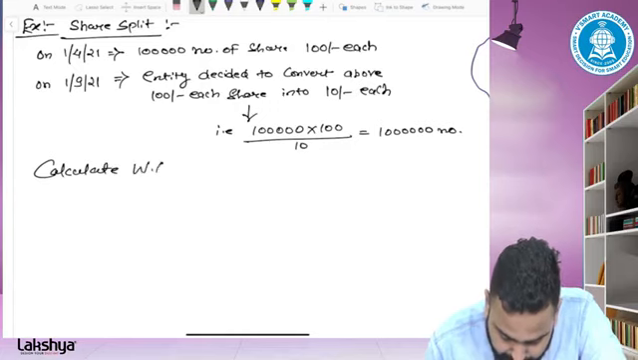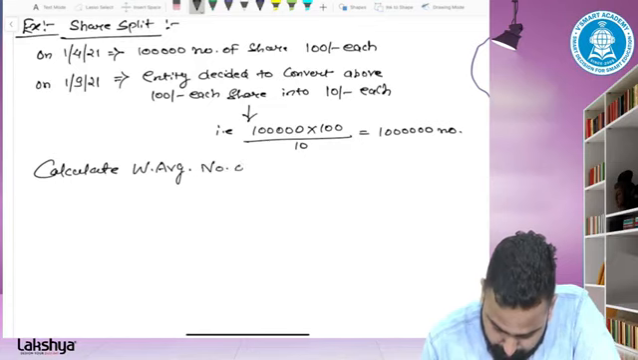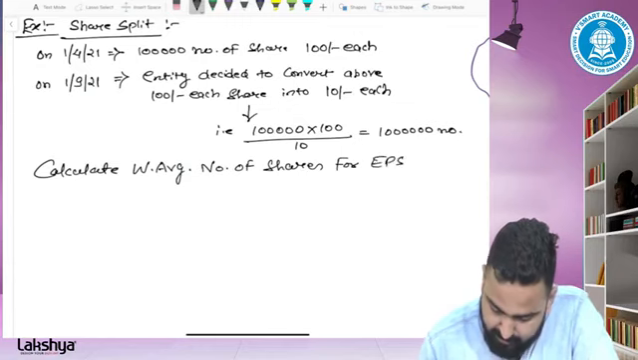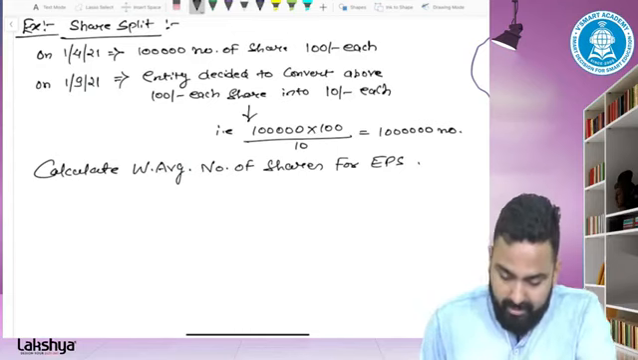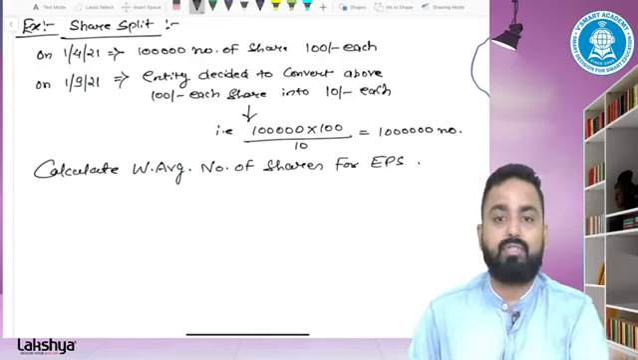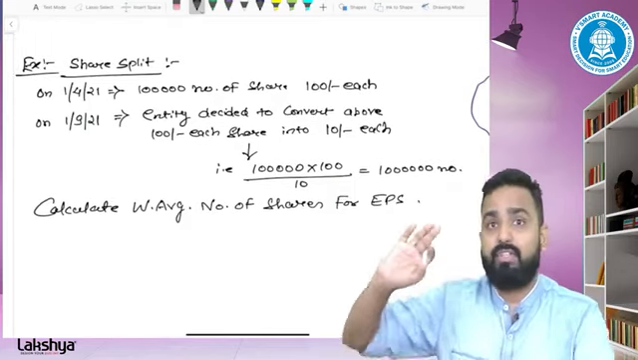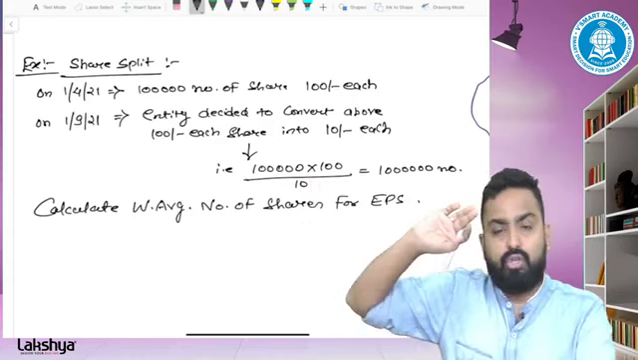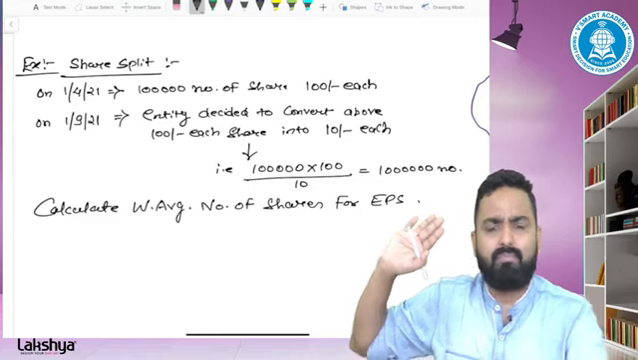Calculate the weighted average number of shares for EPS. What will be our weighted average number of shares for EPS? Guys, see, in this question, there is no public issue, there is no buyback, there is nothing, there is no transaction at all.